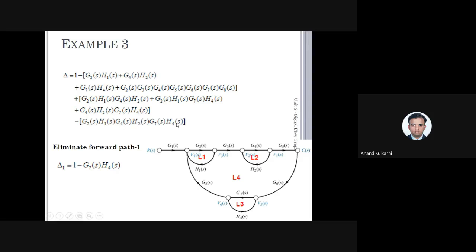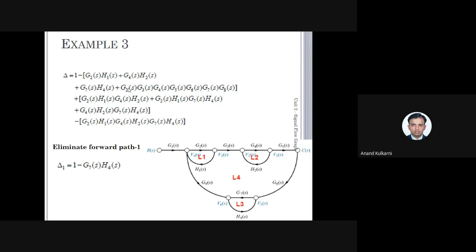Here, non-touching loops taken 3 at a time. Since 3 is an odd number, we use the negative sign. These are the individual loops, which take a positive sign, and these are the non-touching loops taken 2 at a time, which again take the positive sign. So once this is done, we have found P1 and we have found the delta.